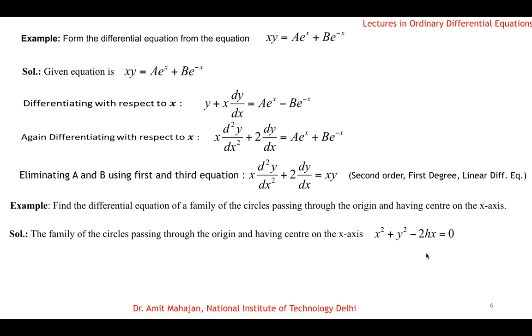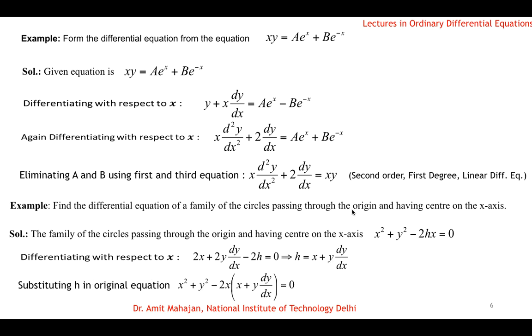Okay, so now in this equation there is only one arbitrary constant, which is h, so we have to eliminate h. So we will differentiate this equation one time only. Differentiating this with respect to x one time gives 2x plus 2y dy by dx minus 2h is equal to 0. From here we can calculate h easily. Then we can substitute the h value here and that will give us the differential equation.